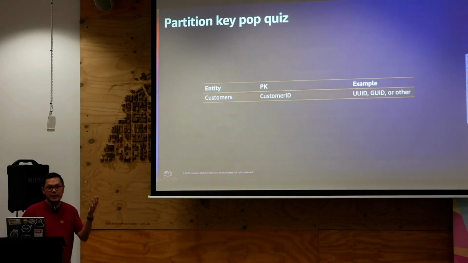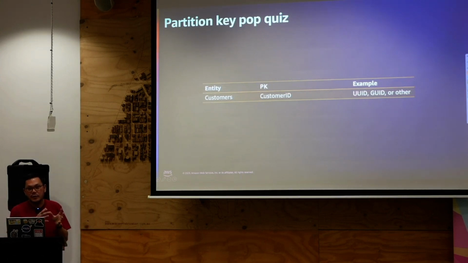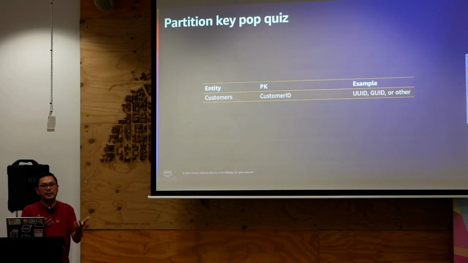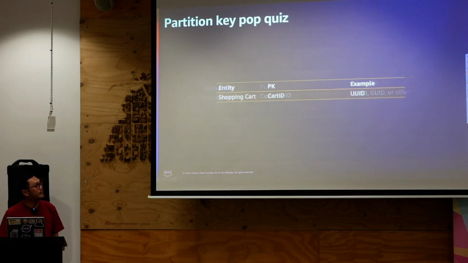So a UUID or GUID, anything that is uniquely generated, is typically a good one, right? Whenever you use an identity provider like Azure AD or Cognito, they typically assign you a unique ID, and you can pretty much use that as a primary key.